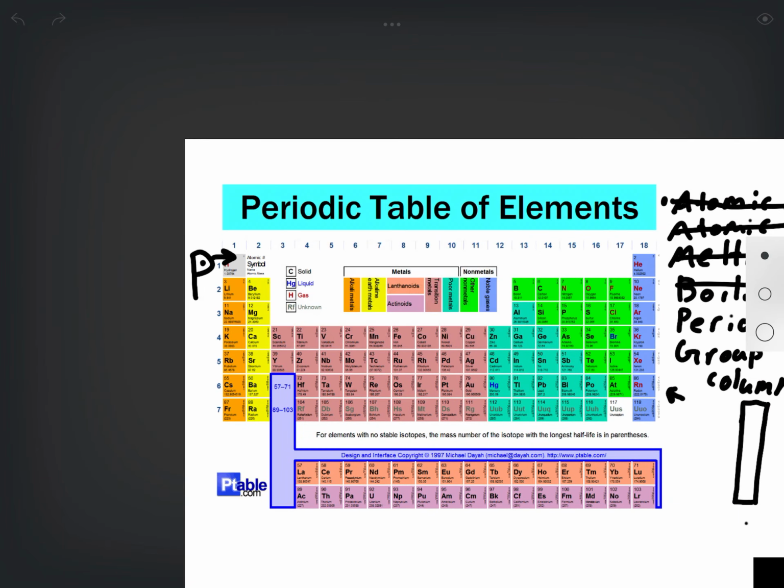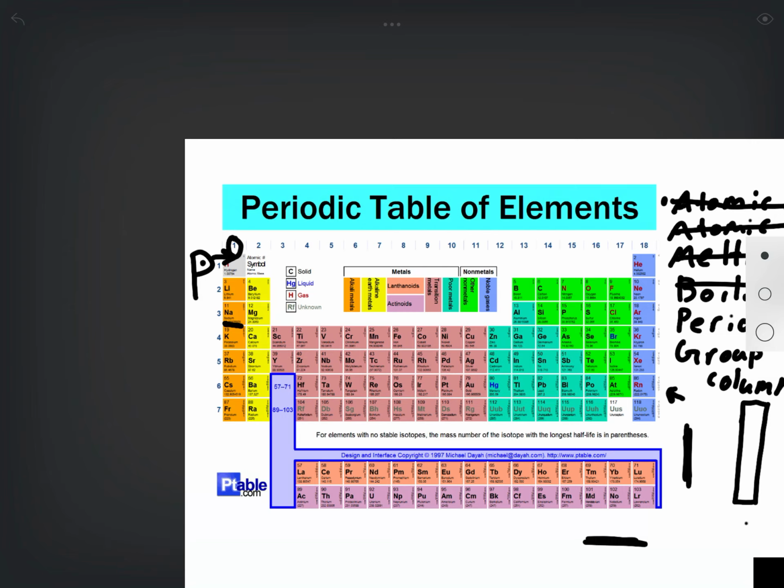Now let's talk about groups. Groups are the column that an element is in. So here's your group numbers up here. Columns, you'll remember, go up and down. Periods go side to side. So here are the different groups of the periodic table, all right? So remember I said sodium was in period number 3, but it's actually in group number 1.